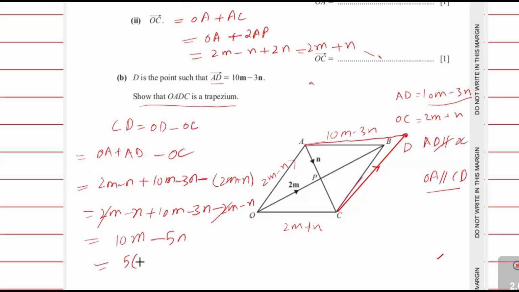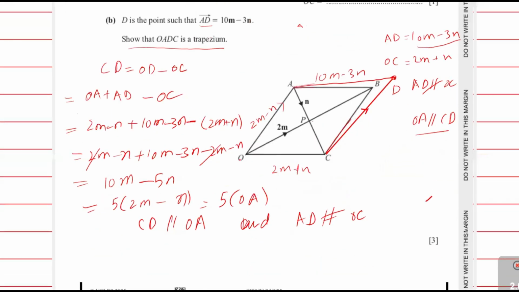5 is taken as a common factor, 2m minus n, and we can write 5 into OA. Therefore, CD is parallel to OA, and AD is not parallel to OC. Therefore, this is the trapezium OADC. Hence, OADC is a trapezium.